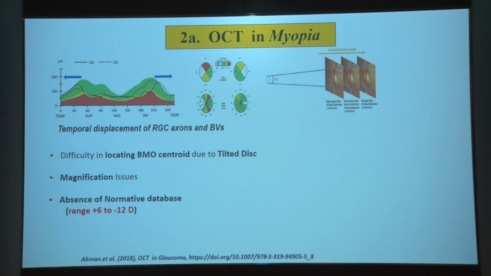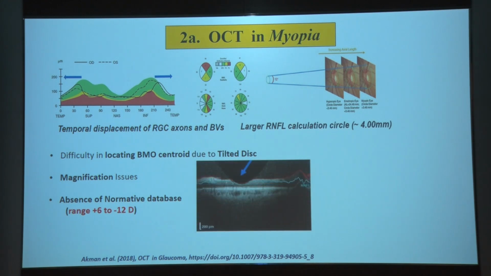So these are the errors which you have, the magnification errors. You have to have a Littmann circle here, and you have the issues of the BMO location. So remember, myopia, glaucoma is very common, but myopia OCT has errors.